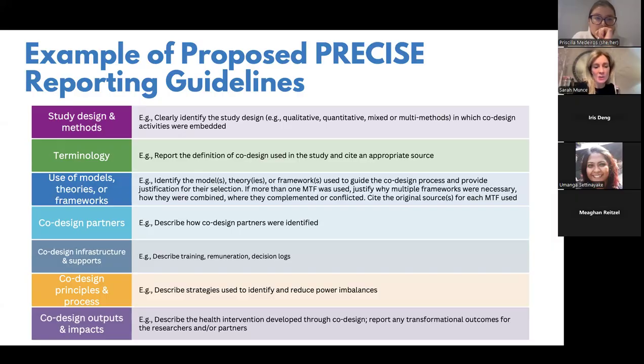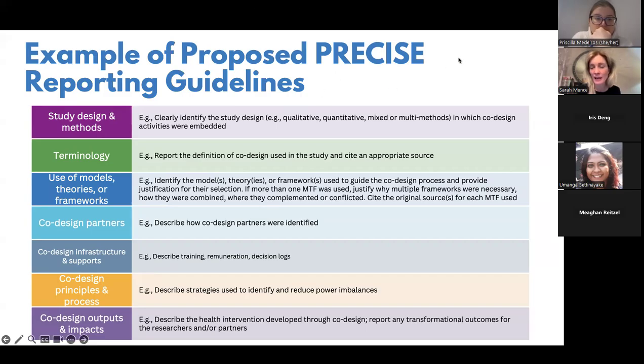The last two areas relate to principles and values, as well as outputs and impacts. We chose to focus on the four principles articulated by McKercher, and I think those could be the ones that feature in the precise guideline. Specifically, it may include asking authors to be transparent about how power imbalances were addressed, for example, or how power sharing was dealt with.